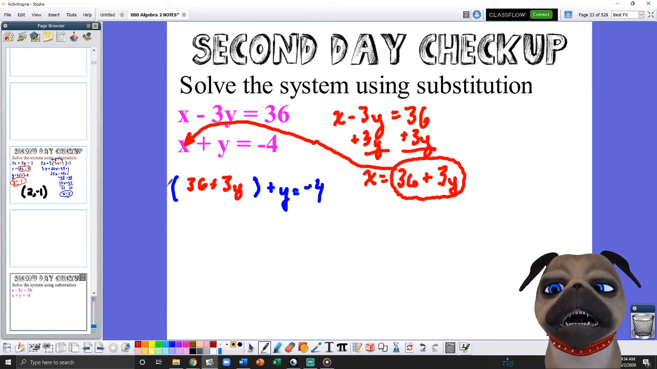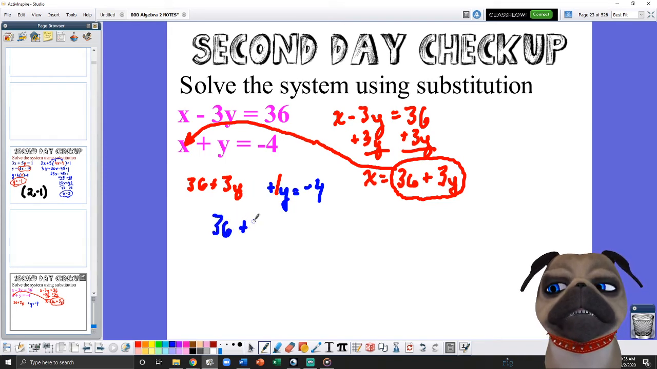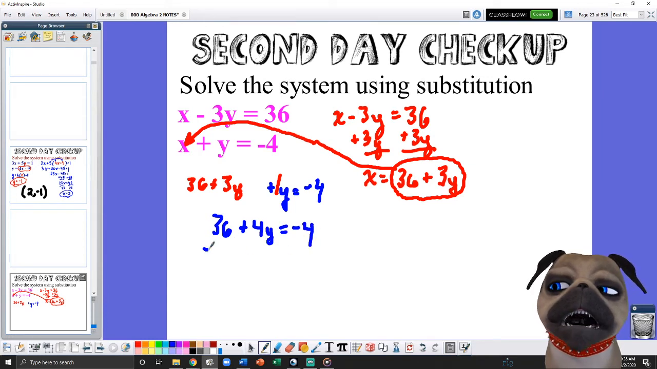Now, because there's nothing outside those parentheses, there's nothing distributing through it, so in this case, I don't really need the parentheses. I can just combine like terms. Since there's just a y there, I could put a 1 in front of it because that's just 1y. Combining like terms, that gives me 4y, so I'm going to copy the 36. I have plus 4y equals negative 4. Subtract 36 from both sides.